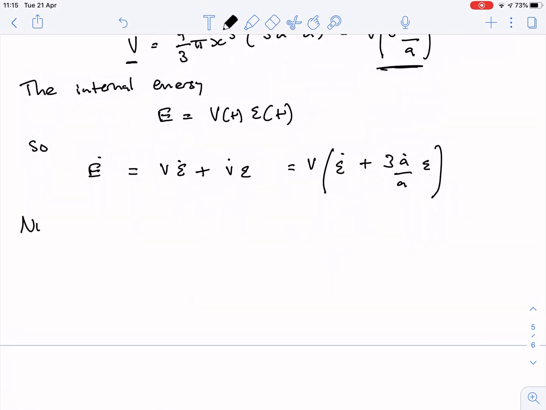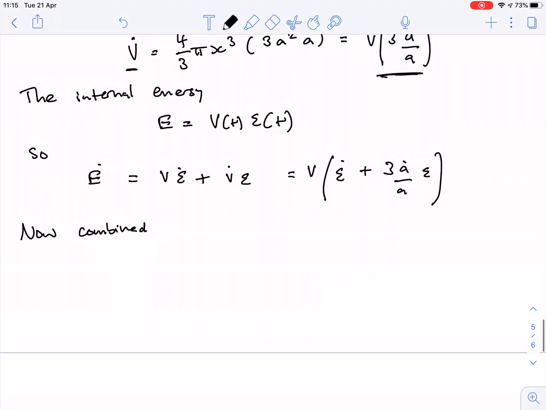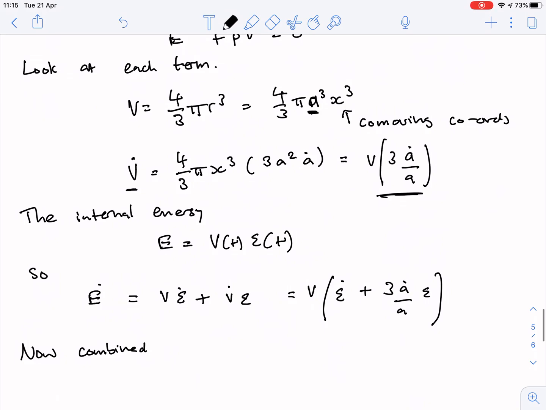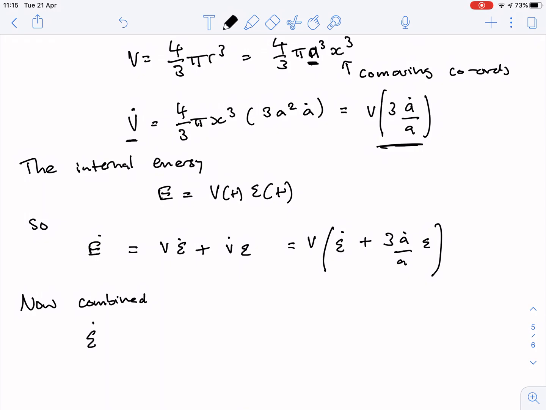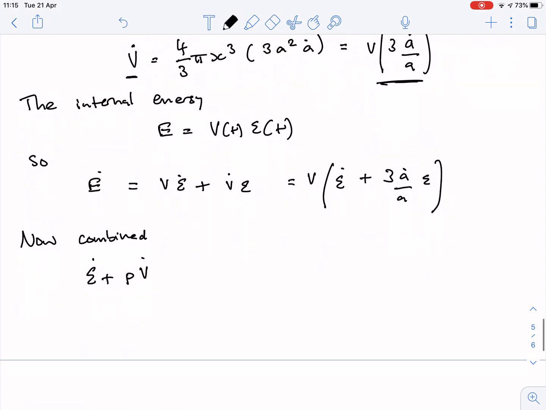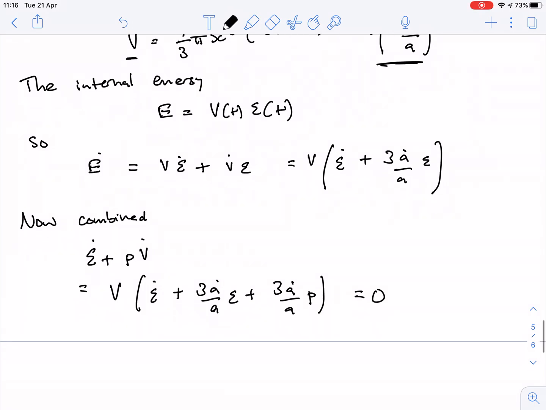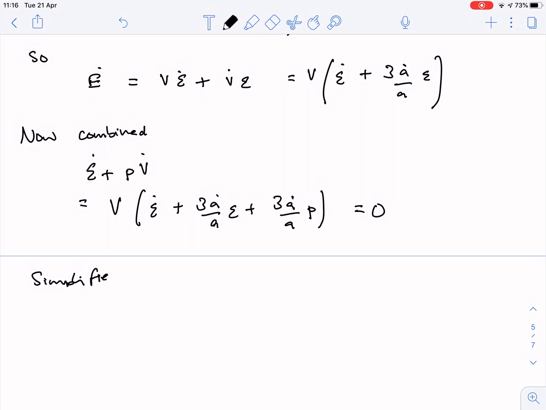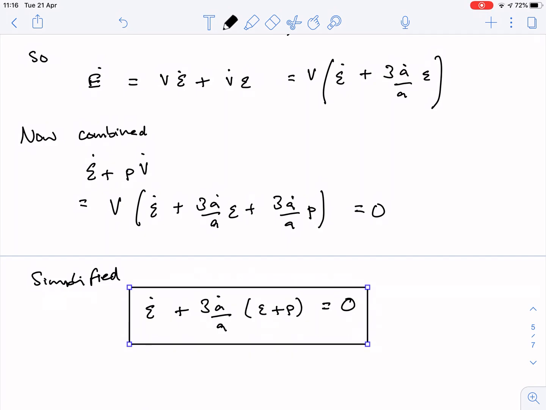Now if I combine everything above, so I write E dot plus P V dot, that's equal to V times ε dot plus 3a dot over a ε plus 3a dot over a P, equal to 0. And simplified further, that just becomes ε dot plus 3a dot over a times ε plus P equals 0. And that is the fluid equation.